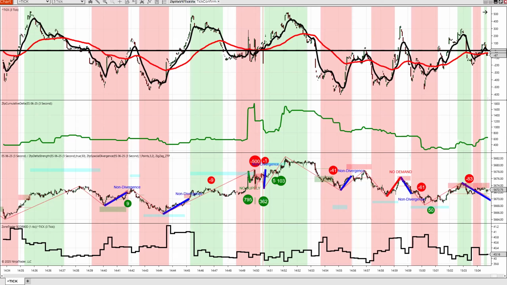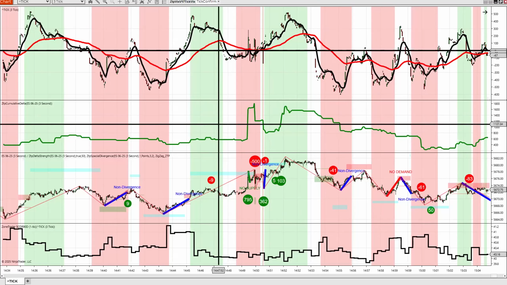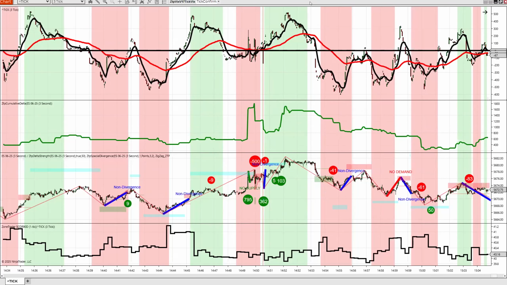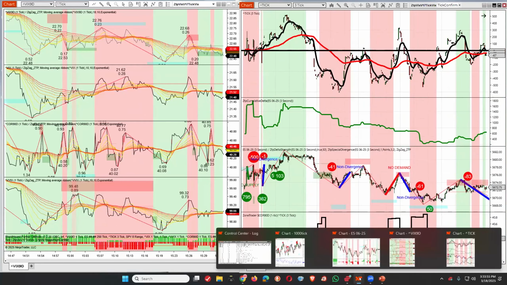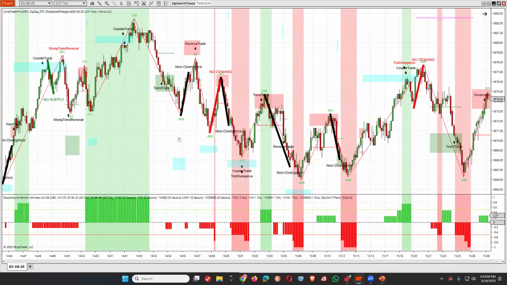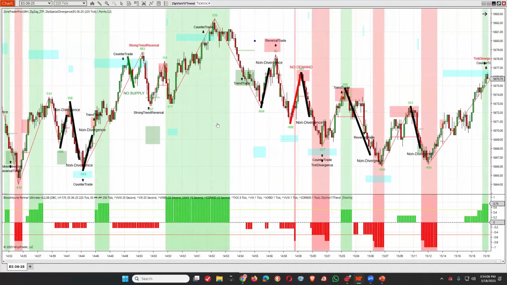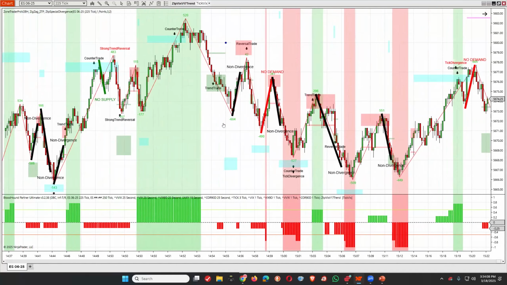Okay, Kirk says, you mentioned divergences. Is this divergences between the ES and the tick or the VIX? Can you clarify? Sure. These divergences are happening in my cumulative delta right here. I also have divergences on my ES chart. And this ES chart right here is, again, live. And this is showing divergences. It's all in the ES contract itself.